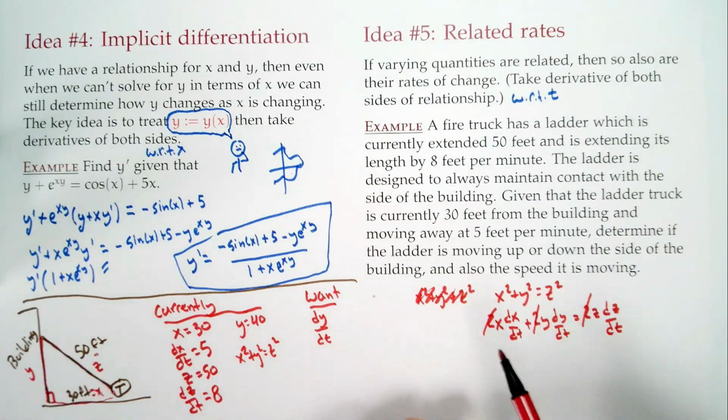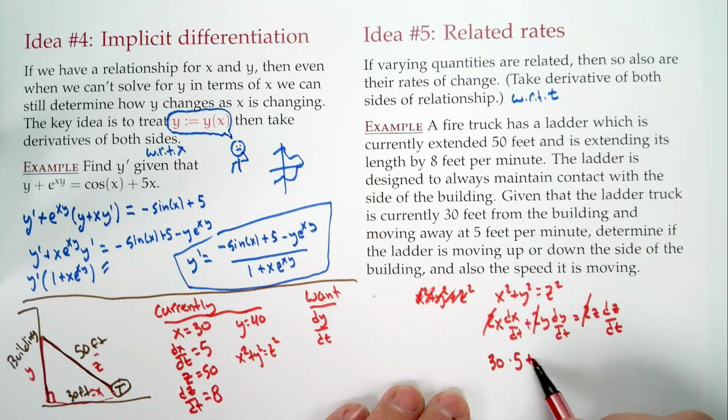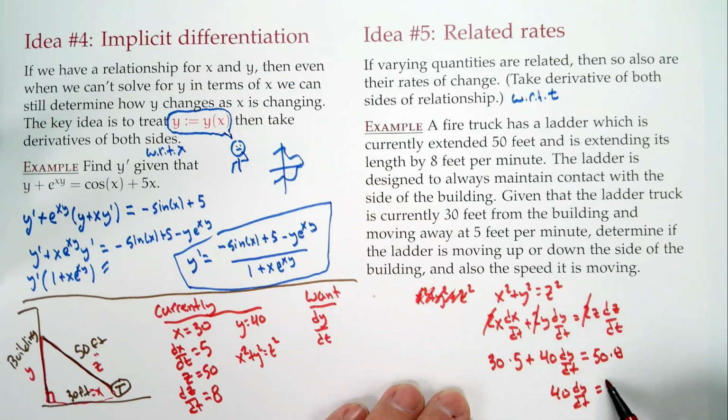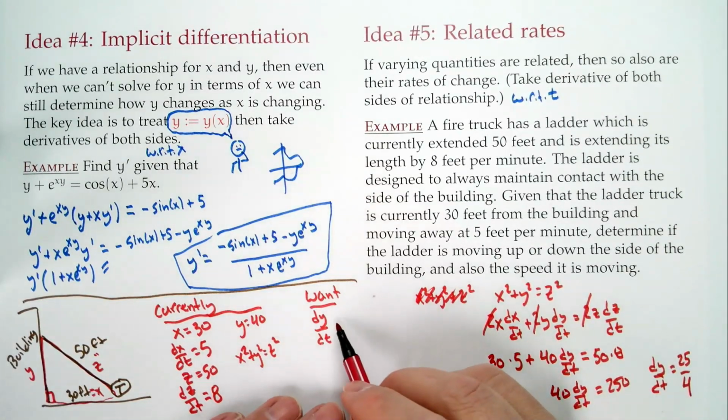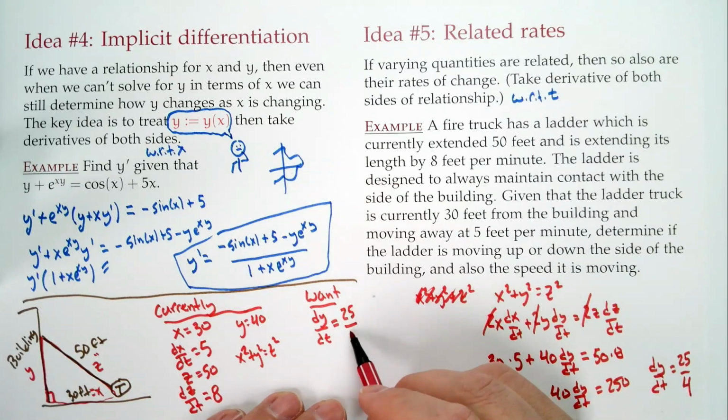So we have x is 30, dx dt is 5. Y is 40, dy dt is dy dt, because we don't know it. We'll find that out soon. Z is 50, and dz dt is 8. So, well, what is that? Well, that's 400, subtract 150. So you get 40 dy dt is equal to 400 subtract 150 is 250, or we get dy dt is equal to 25 over 4. So that's the answer. Dy dt is 25 over 4.